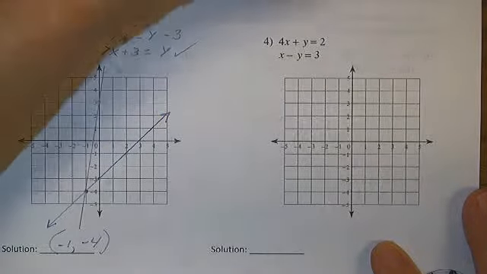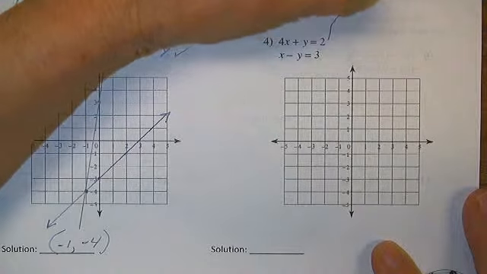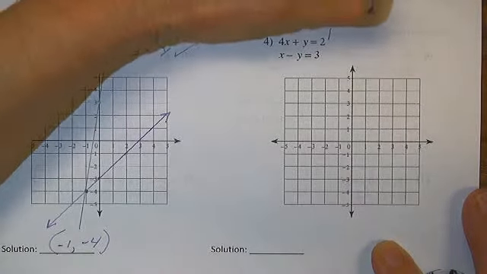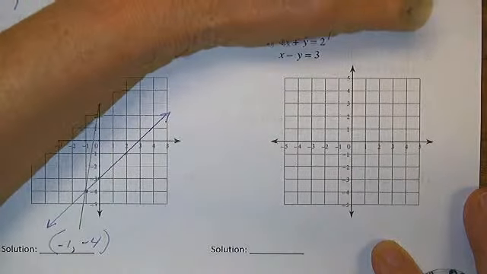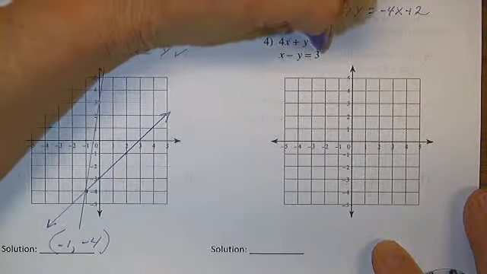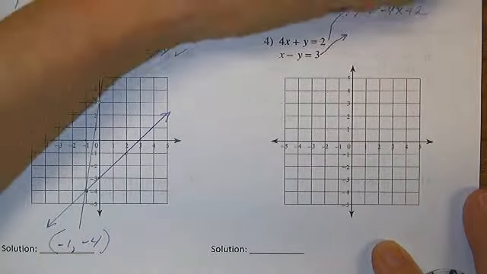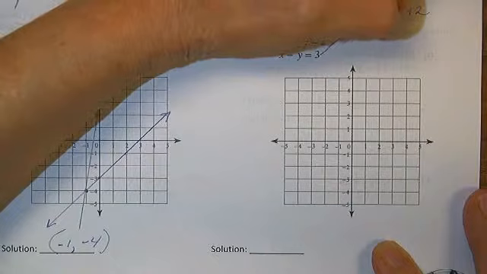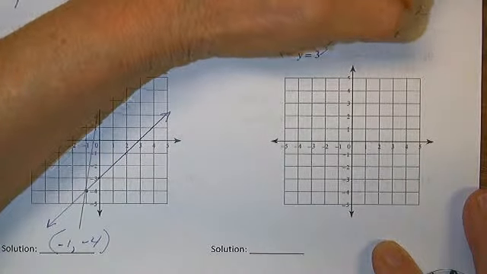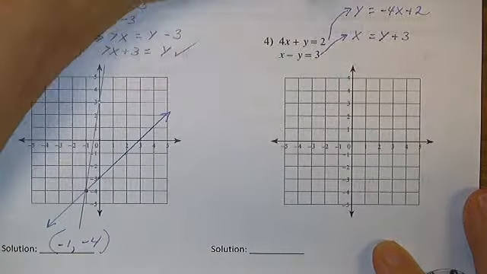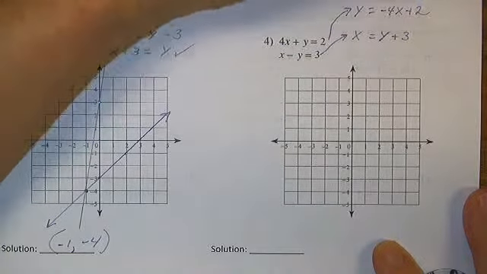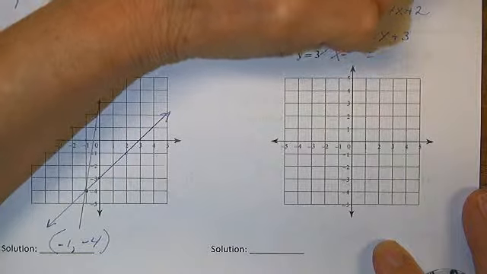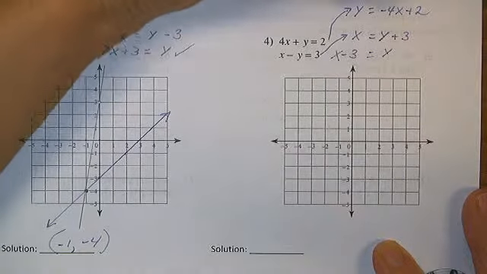Alright, here I am going to subtract 4x from each side. That will give me y equals negative 4x plus 2. And here I will add y to each side. That gives me x equals y plus 3. I subtract 3 from each side because I have to have y alone. And that's going to give me x minus 3 is equal to y.